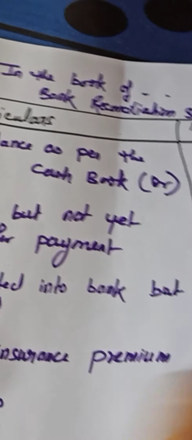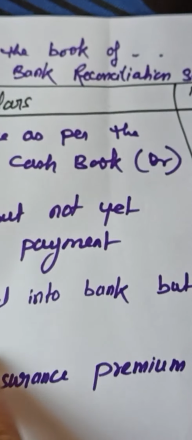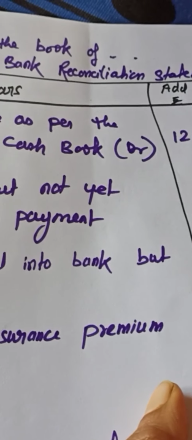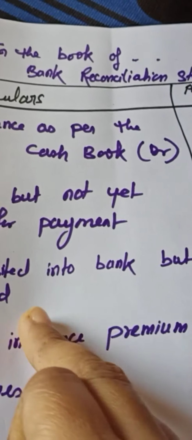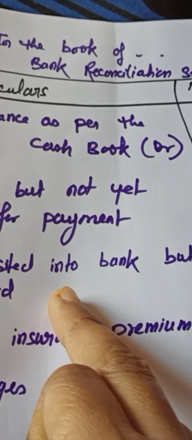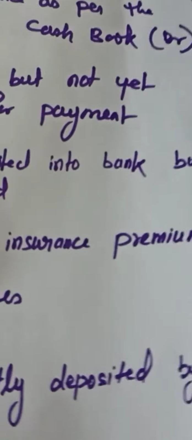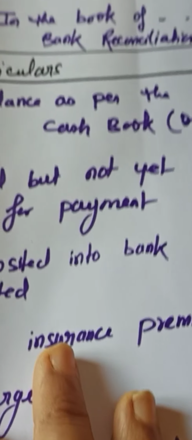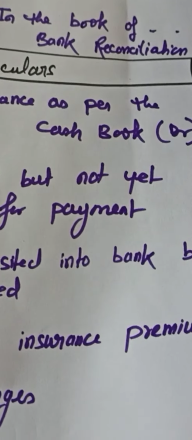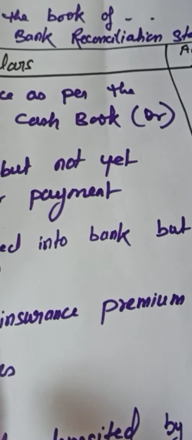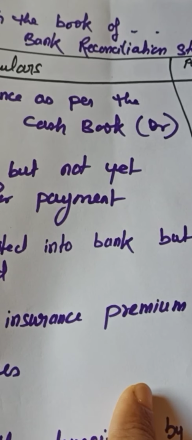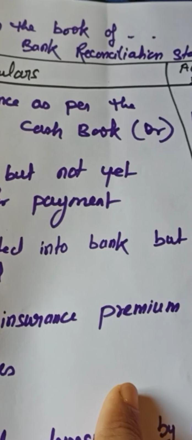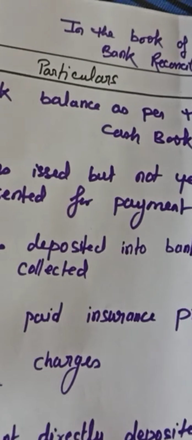Now check deposited into bank but not collected, that is 9,000. Actually the bank hasn't collected the check, but the check deposit entry is recorded in the cash book, so the bank balance decreases, so it's a less. Now bank paid insurance premium. Obviously when the bank is paying any kind of expense, the amount of bank is reducing, it means the passbook reduces, it's a less 5,000.